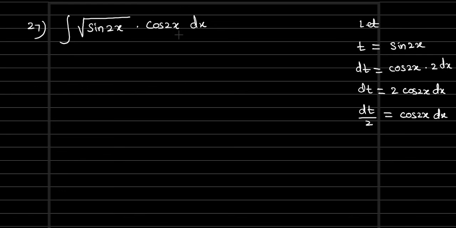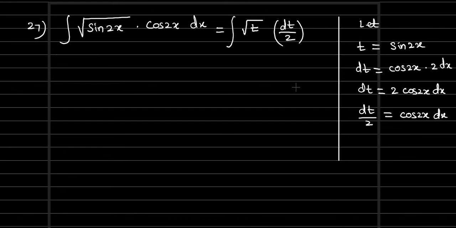Now this stuff I am going to substitute in the given function. So integral square root of sin 2x. So sin 2x is what? t. So root t, and cos 2x dx is dt by 2. Now we can proceed with the integration. So this denominator 2 we can take outside. So that is 1 by 2 integral square root t. The square root power is what? 1 by 2. So removing the square root, I am going to write it as power 1 by 2, dt.